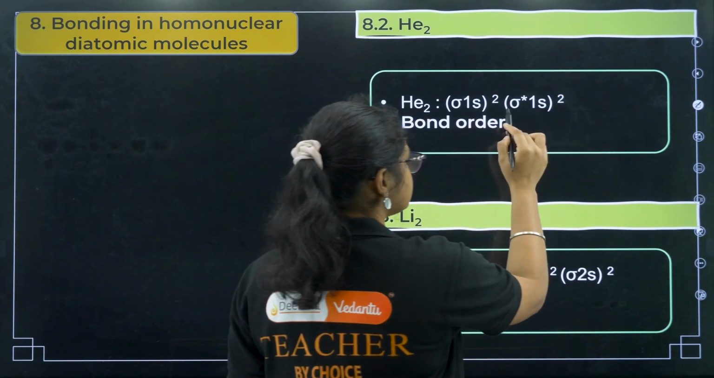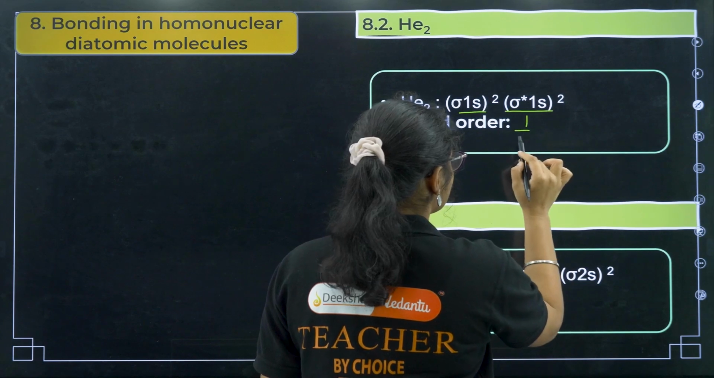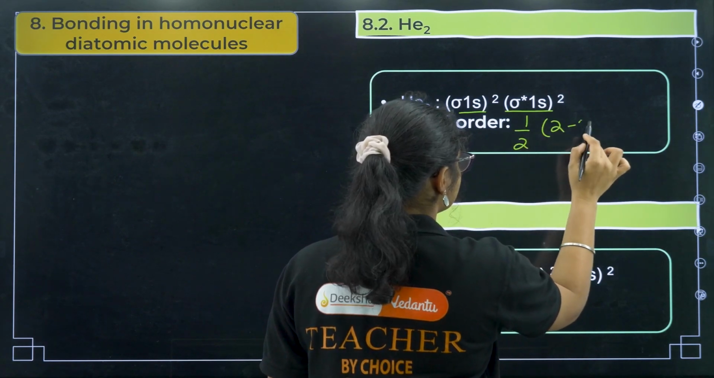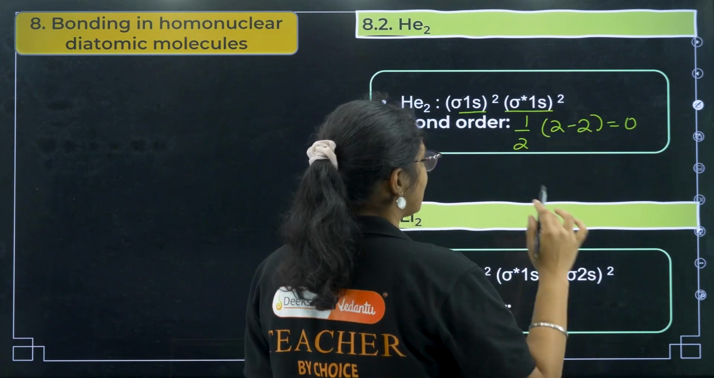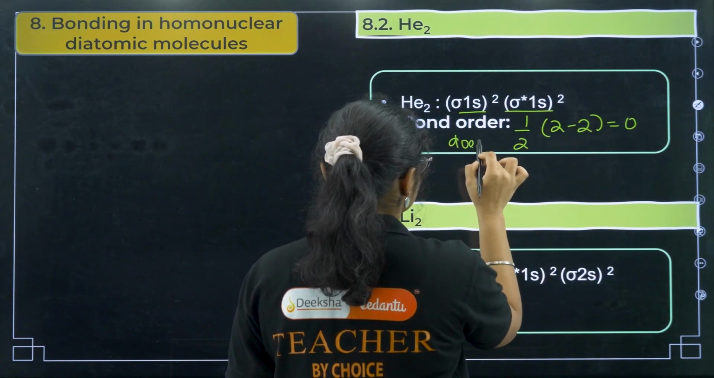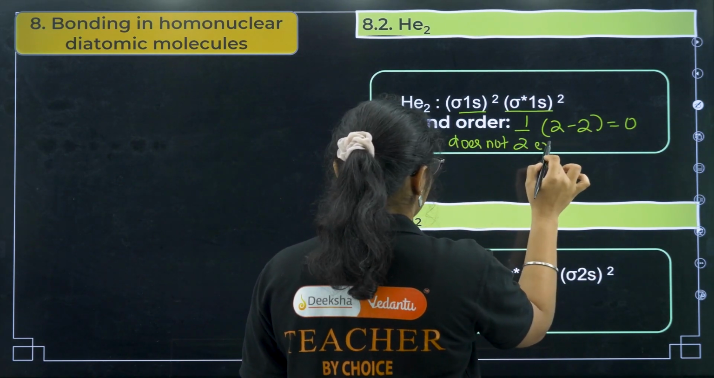So sigma 1s2, sigma star 1s2. Now if I want to calculate bond order here, 2 minus 2, that is equal to 0. Now when bond order comes out to be 0, that means the molecule does not exist, okay, does not exist.